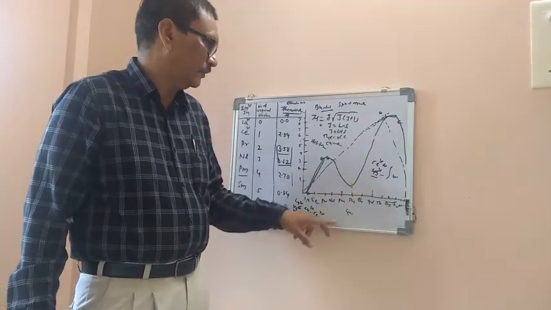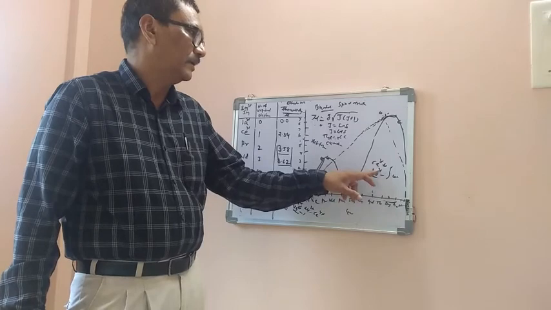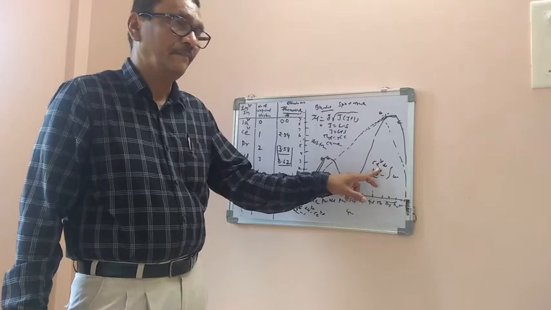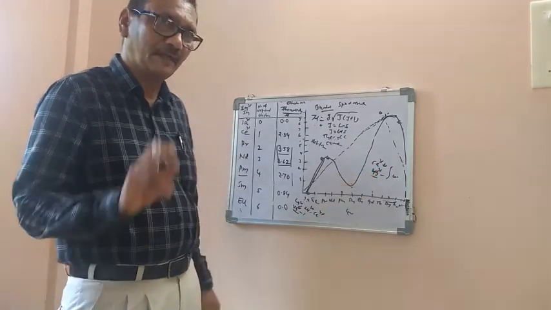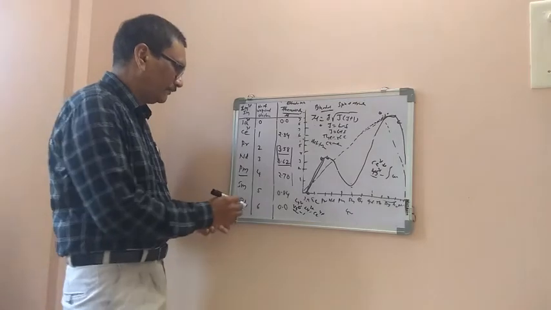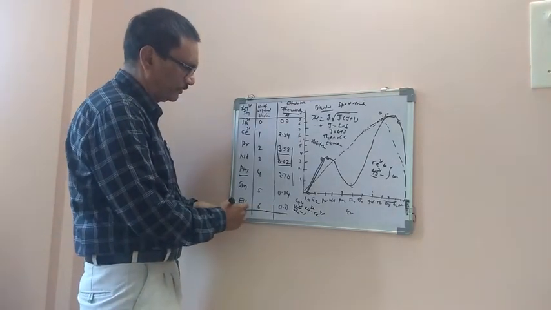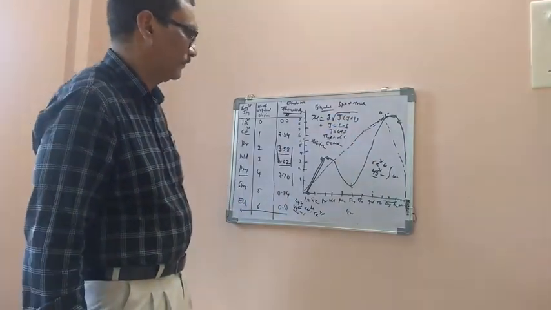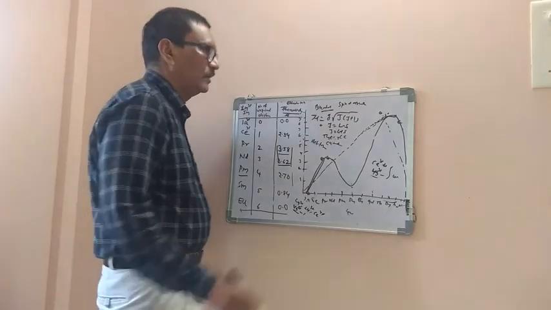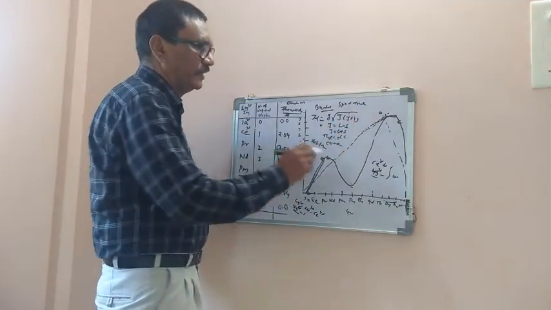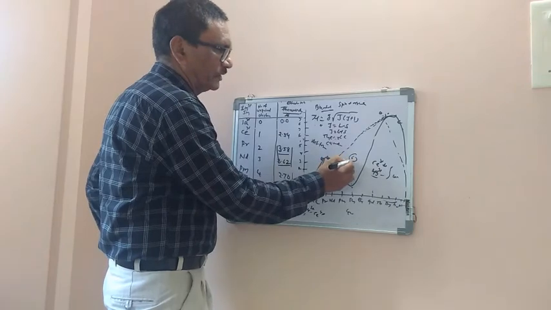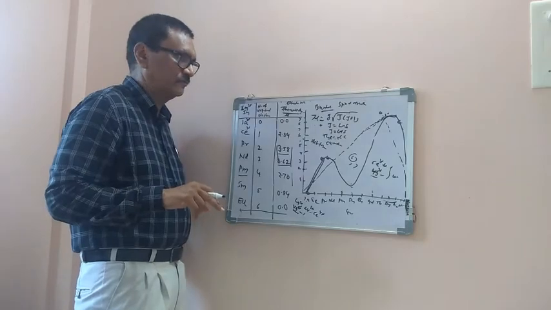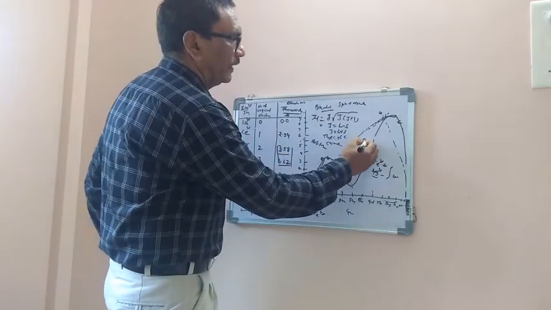Lutetium 3 plus will be diamagnetic. Ytterbium 3 plus will be paramagnetic. Ytterbium 2 plus will be diamagnetic. While those containing the highest number of unpaired electrons, europium, gadolinium, terbium, dysprosium, holmium, all contain a larger number of unpaired electrons, that is 6 or 5. They are highly paramagnetic, and that's why they show strong magnetism.